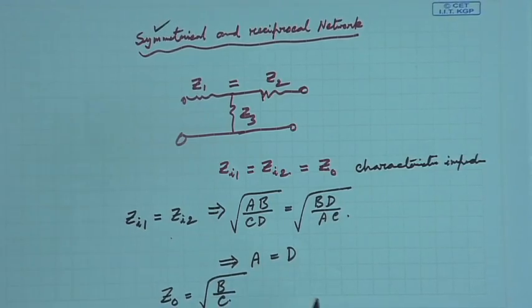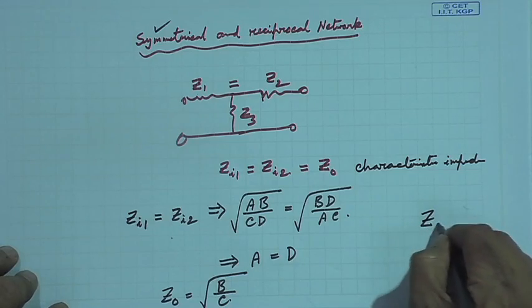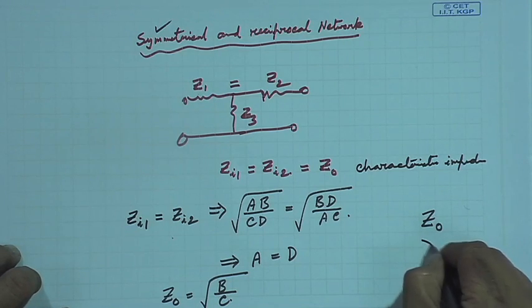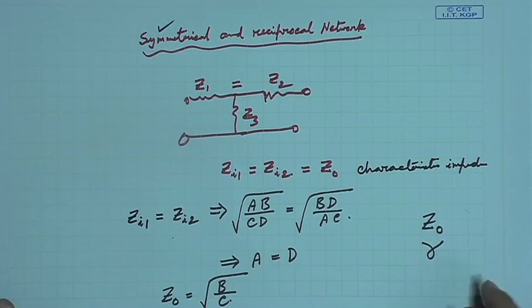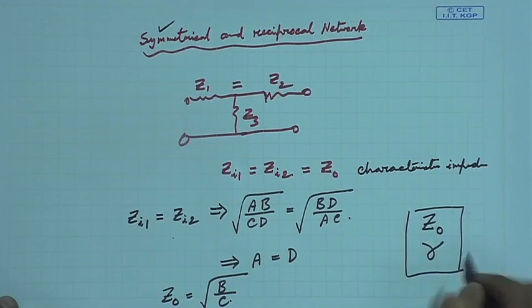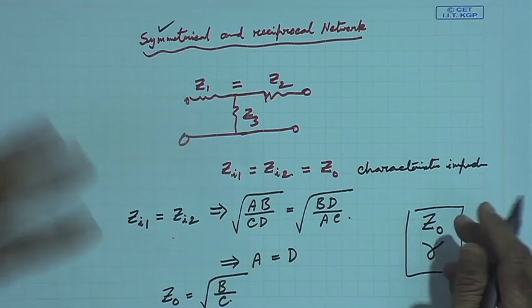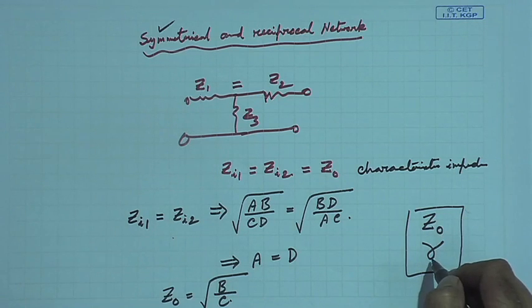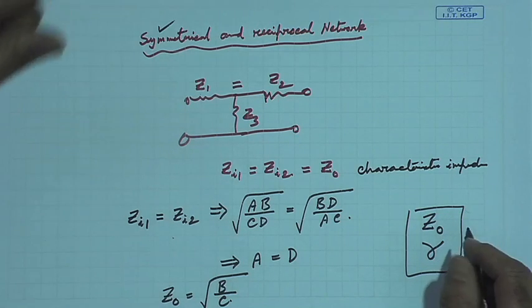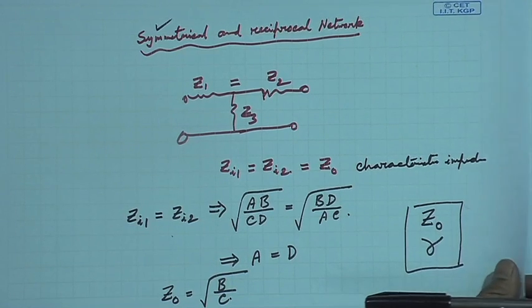And so, now you see that for a symmetrical reciprocal network, I can characterize the network by only two parameters. One is this Z0, another already we have seen, it is gamma. So, Z0 and gamma are sufficient to characterize a network. By Z0 we will understand what will be our impedance level, if there is an impedance mismatch, etc., and with gamma we will enforce whether the frequency is passed or not, whether it is attenuated or not.